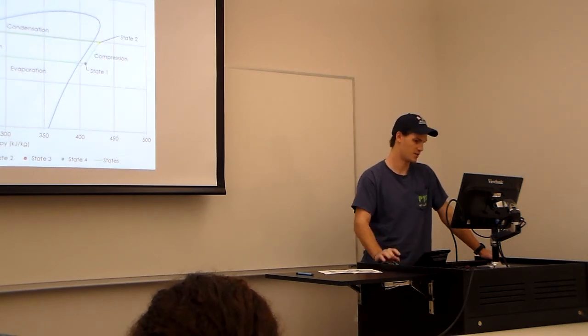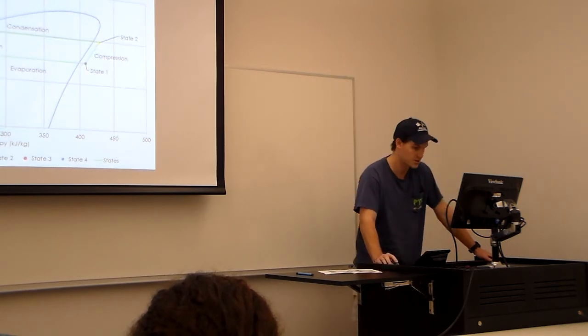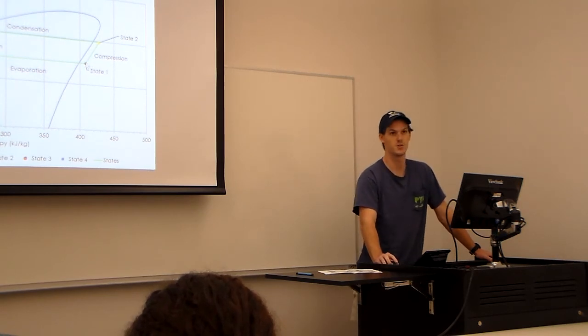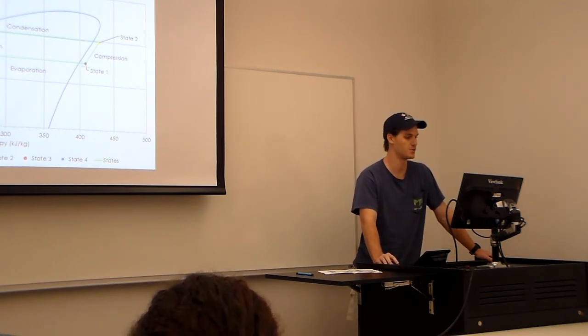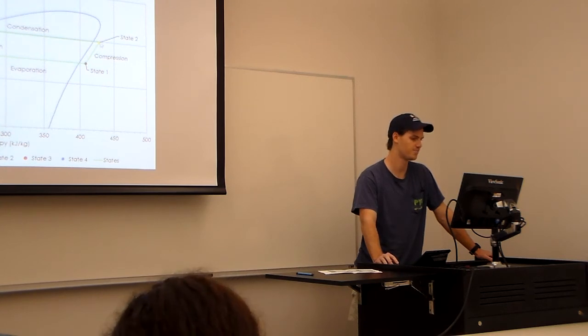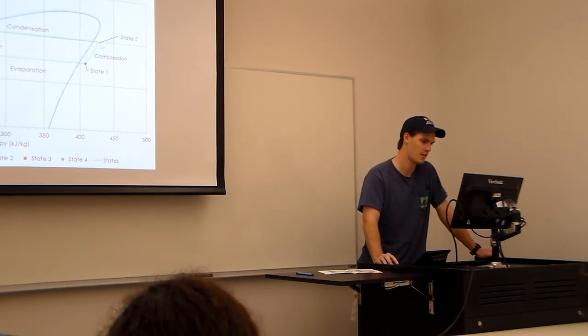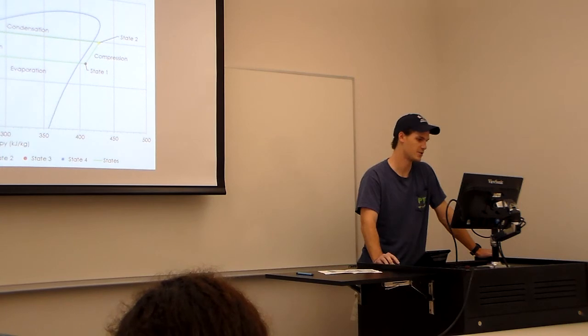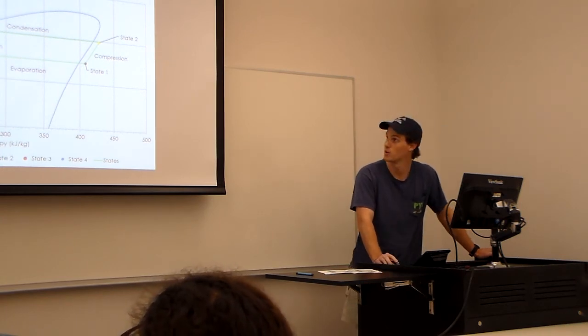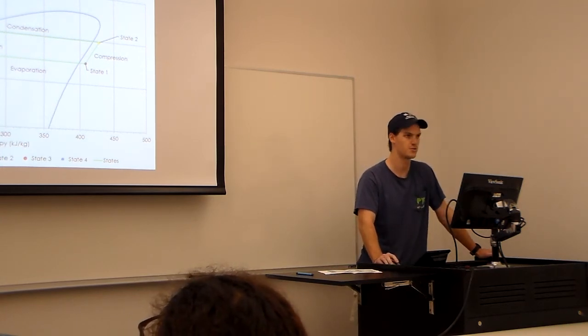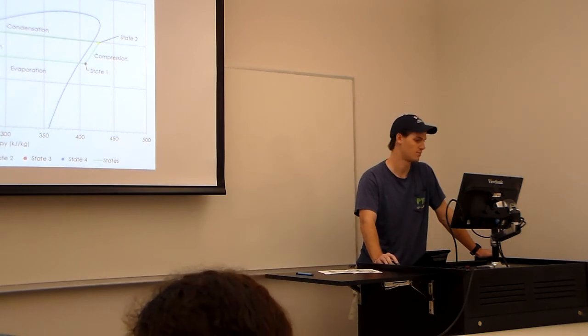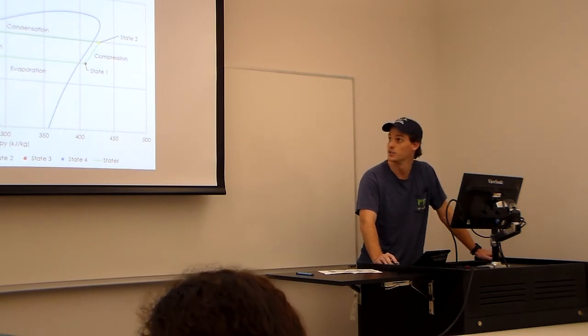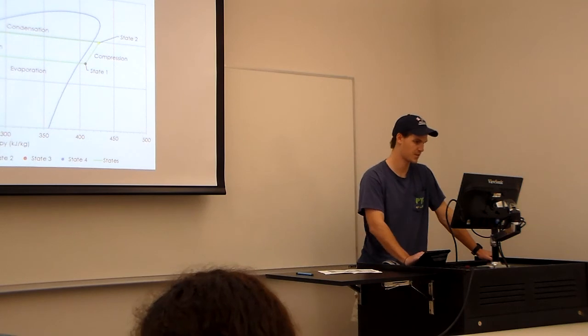So our experiment yielded this. We see that state 1 is in the superheat region, unlike the ideal where it should be back over here on the vapor dome. State 2 is also in the superheat region, assuming an isentropic compression. And state 2 moves to state 3. State 3 is actually slightly subcooled. That's over here on the saturated liquid side. And state 4, again, is in the vapor dome like it should be.